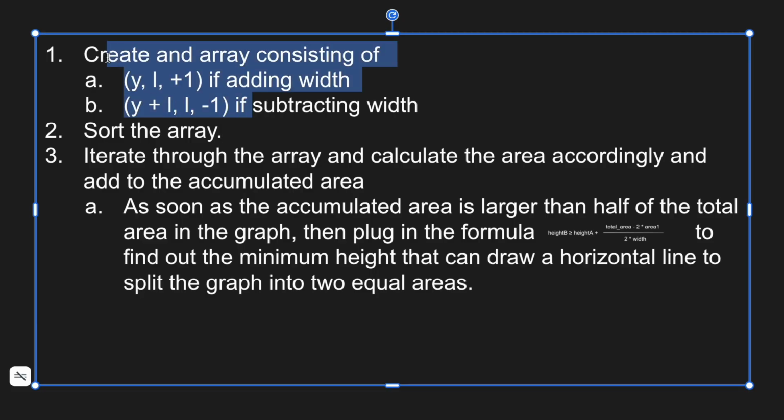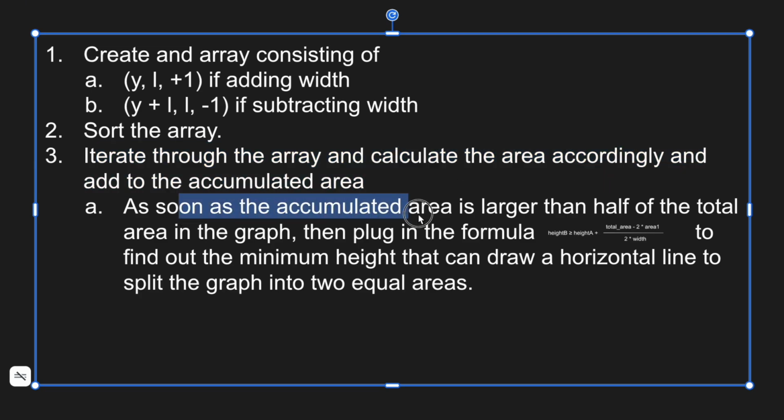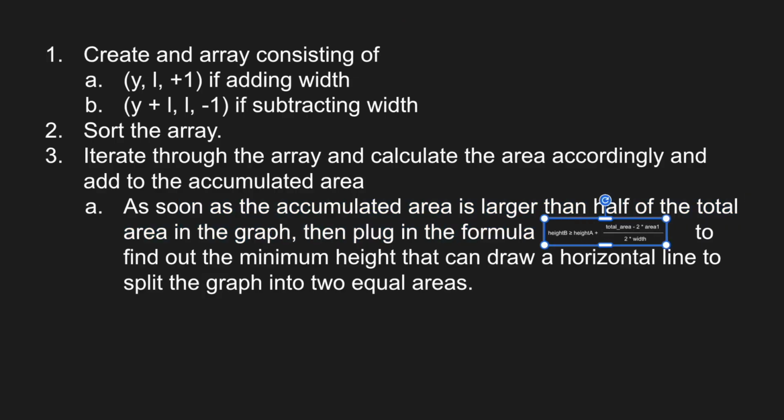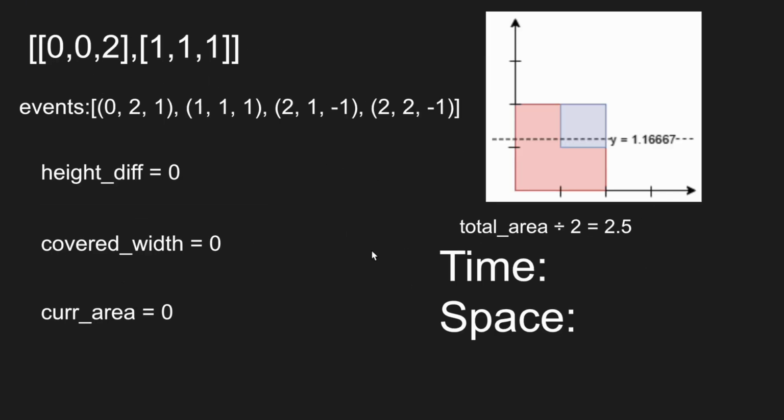So we will need these type of items to keep track. And after we have made the array, we will sort the array according to the y-coordinate, and then we can iterate through the array and calculate the area accordingly and add to the accumulated area. And as soon as the accumulated area is larger than half of the total area in the graph, then we can plug in the formula that we have derived earlier to find out the minimum height that can draw a horizontal line to split the graph into two equal areas. So now let's go over this example.